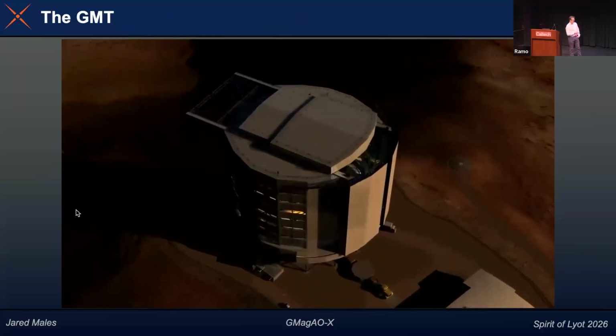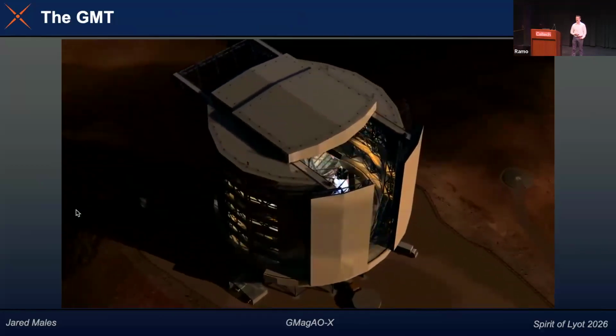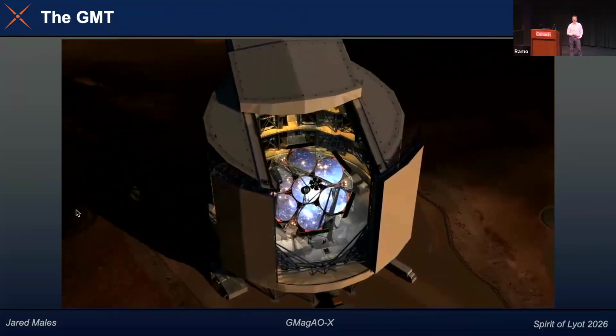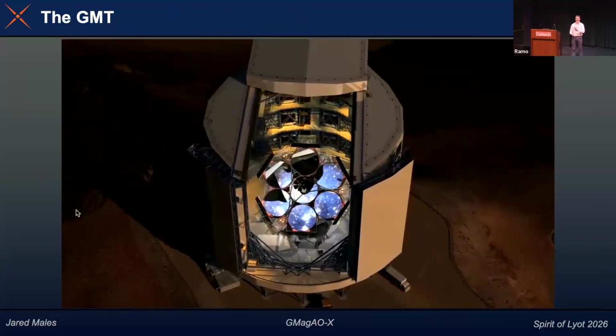So we have a solution. This is the Giant Magellan Telescope. It's 25 meters across, being made out of 7 8-meter segments. If you're an AO scientist and you look at this, you're like, well, why don't I just use a bunch of DMs and put one on each one of those segments? And that is our solution.